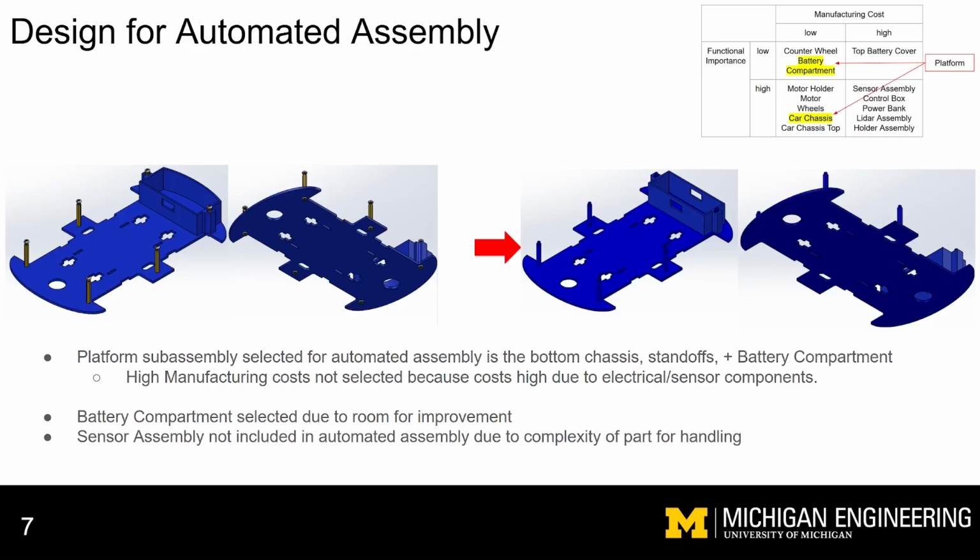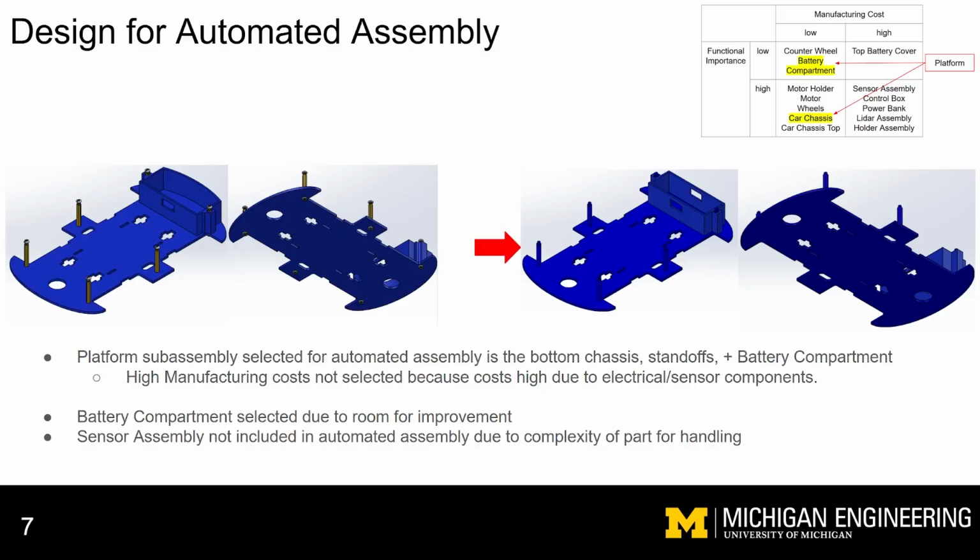Looking at the design for automated assembly, the platform subassembly that we selected for the study was the bottom chassis, standoff inner fasteners, and the battery compartment. If we look at the quad chart in the upper right, the high manufacturing cost parts weren't selected because those parts were expensive because of the electrical and sensor components, not the cost to manufacture the plastic and the metal aspects of the part or the assembly.